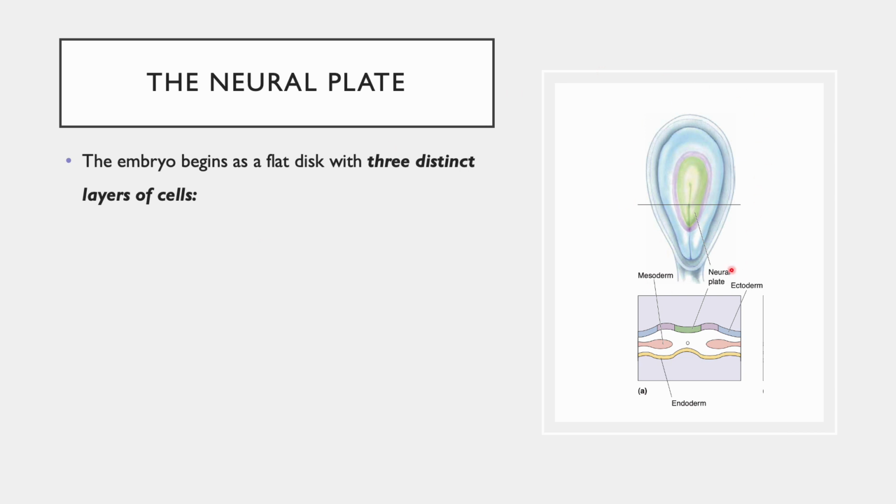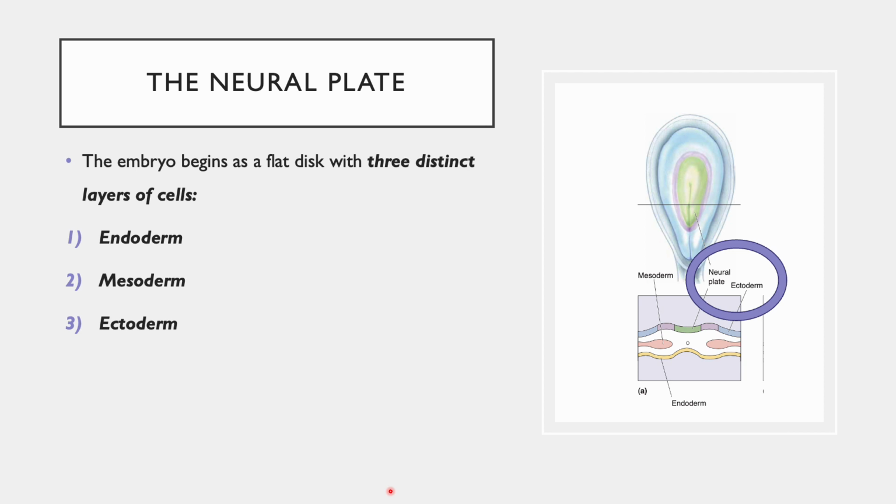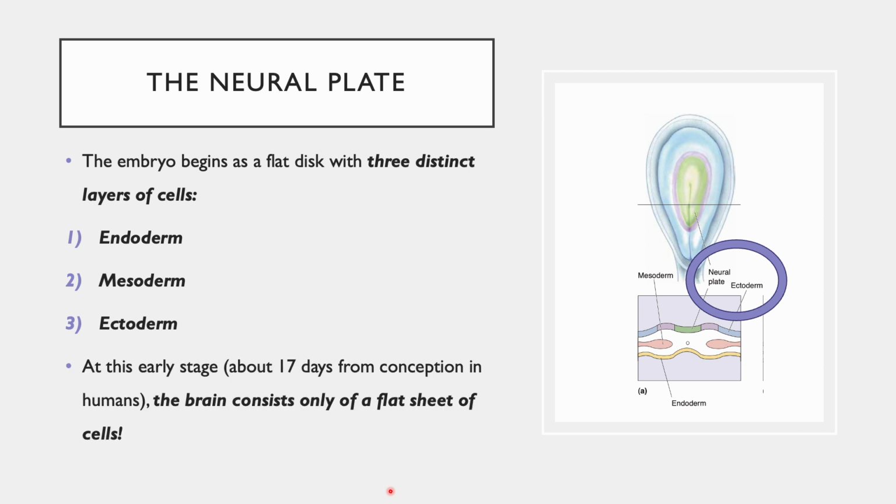So here's an embryo that begins as this very flat disc with 3 different distinct layers of cells. This includes the endoderm, which is shown here in this yellow color, the mesoderm, shown here in red, and the ectoderm, shown here in blue. The ectoderm is really important, and we'll see how it helps develop the nervous system. At this early stage, this is only at about 17 days from conception. The brain is simply this flat sheet of cells.